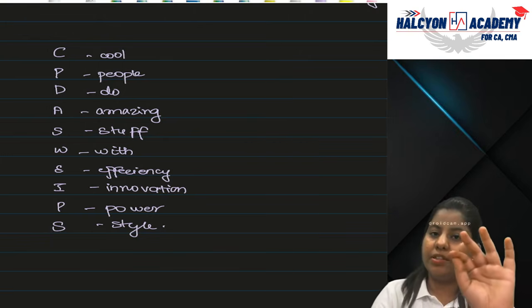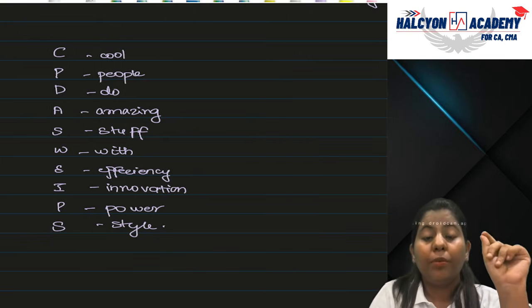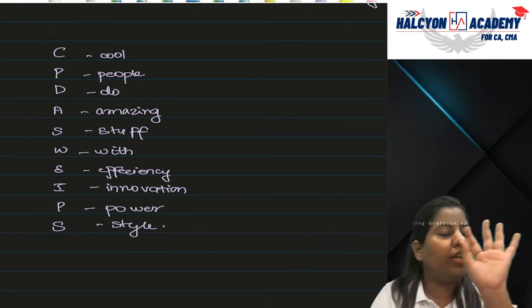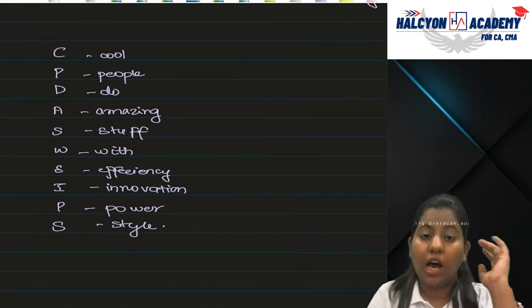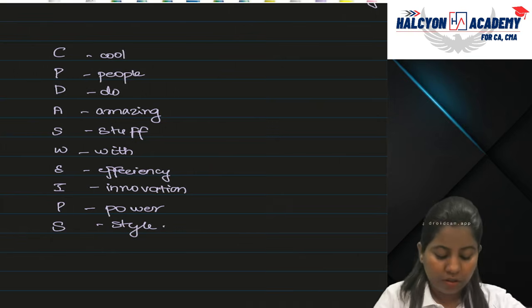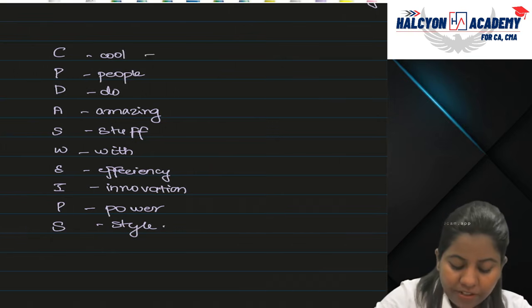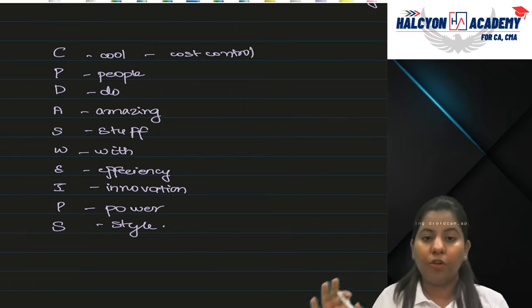If you can remember this sentence, you are going to remember all the 10 points. You are never going to forget that. Now see how I am going to relate those points. From C, we had a point cost control. C for cool, C for cost control.